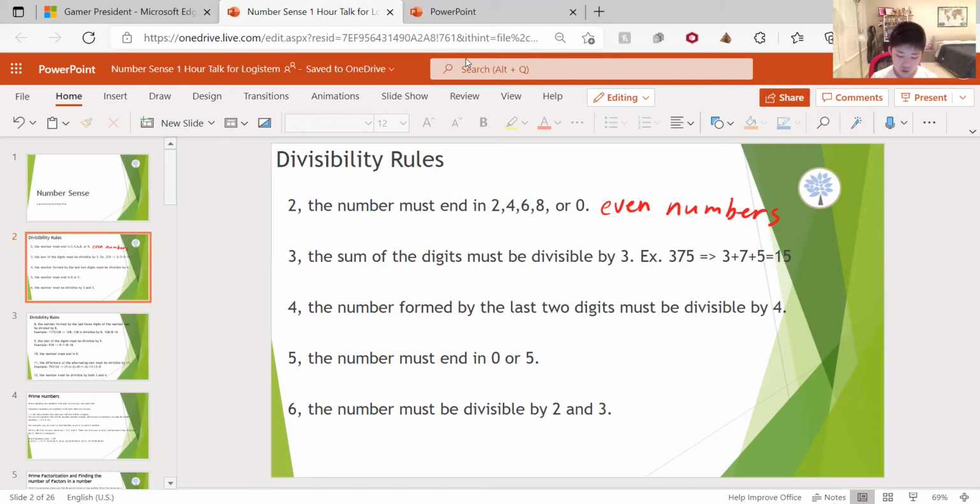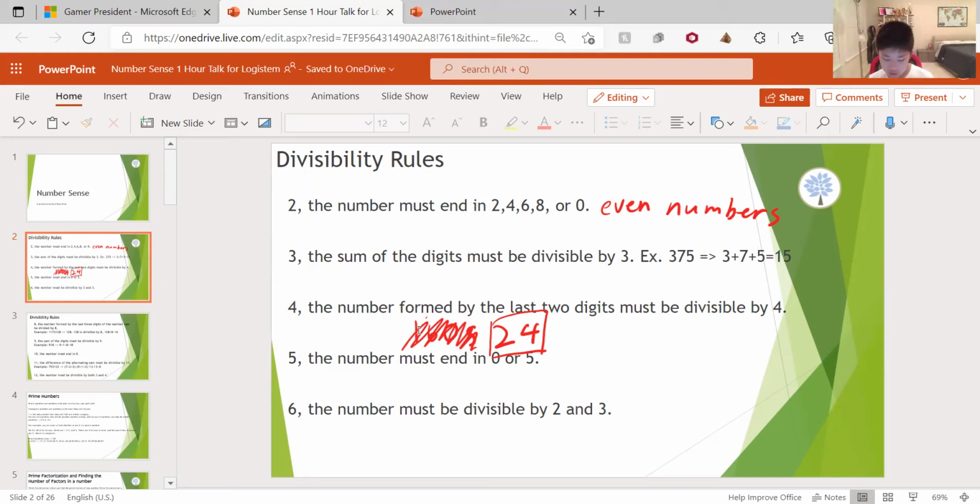For 4, the number formed by the last two digits must be divisible by 4. For example, 16524. Because we're only counting the last two digits, we can get rid of all this stuff and we just take the last two digits. Because we know 24 is divisible by 4, our original number must be divisible by 4 as well.